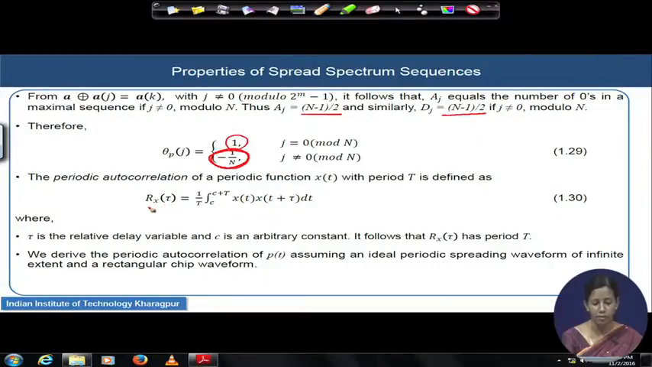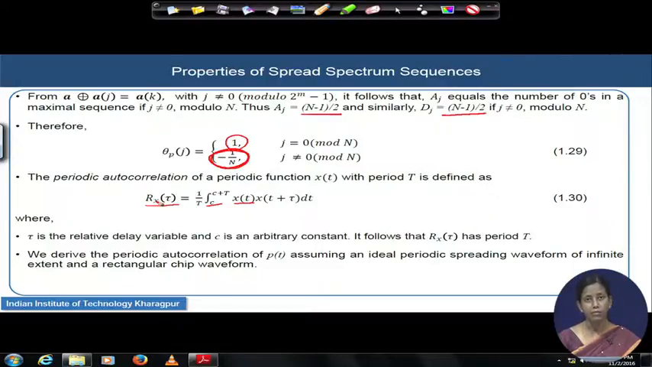Remember the periodic autocorrelation function: if xt has a period of T, there is a classical definition for computing the periodic autocorrelation of a periodic function xt, given by the integral of xt times xt plus tau, where the integration runs from c to c plus T. The c is an arbitrary constant, it can be 0 also in your analysis, and basically it is the integration over one period interval over which xt lies. And the autocorrelation function, if you compute this, will also lie over a period of capital T only.